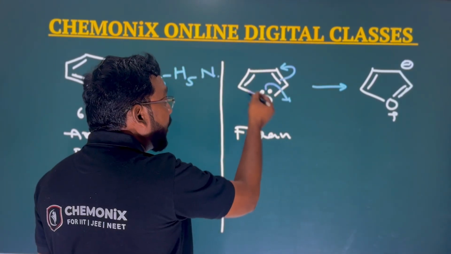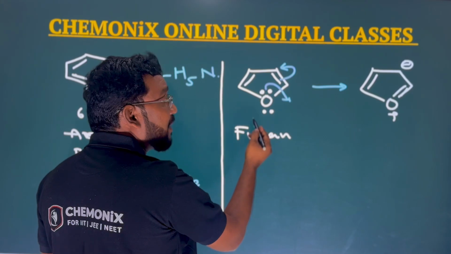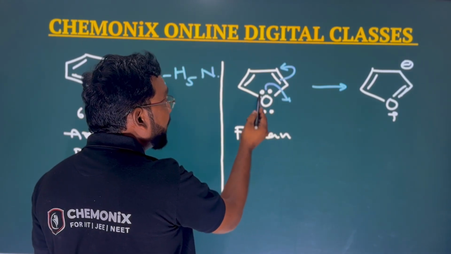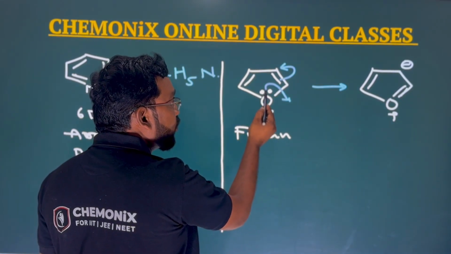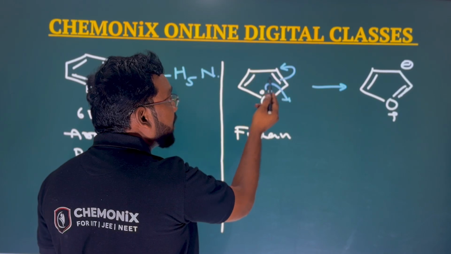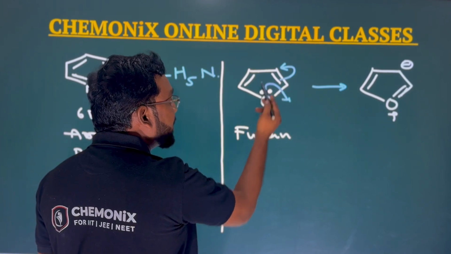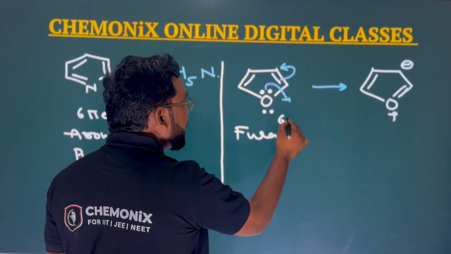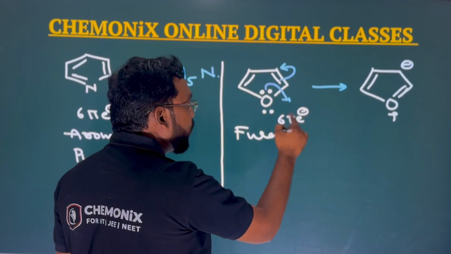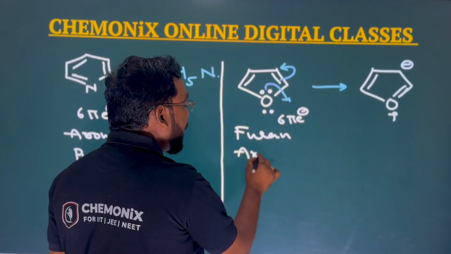So now in this molecule we can count the total number of conjugative pi electrons. How many conjugative pi electrons are there here? These are the 2 electrons of the lone pair plus 4 electrons from the 2 pi bonds here. So total 6 electrons are there. Since it is having 6 conjugative pi electrons, it is satisfying the Hückel's rule. Therefore, this is an aromatic compound here.